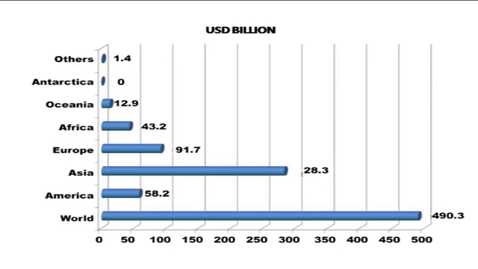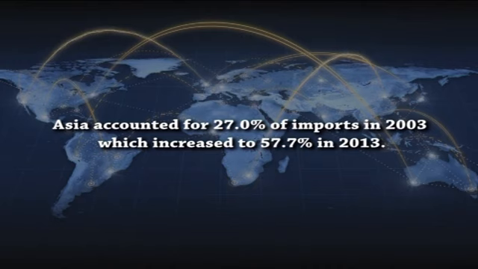Direction of imports from other countries to India is shown in this graph in USD billion. This bar graph provides a comparative picture of import direction in 2003 and 2013. It is interesting to note the shift in import sources. From imports being sourced through a scatter of countries in 2003, we notice a concentration in import source in favor of Asian countries. Asia accounted for 27% of imports in 2003, which increased to 57.7% in 2013.